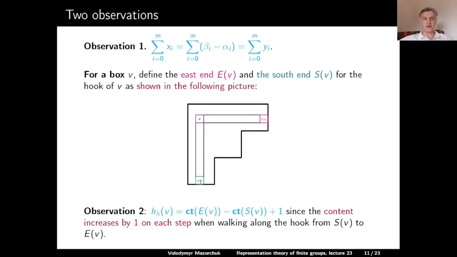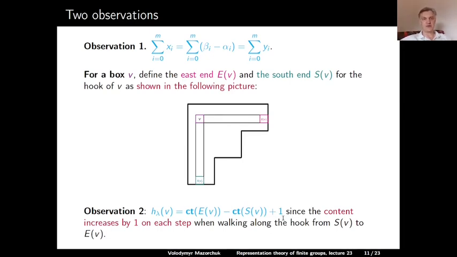And then observation number two: the hook length of V in lambda is equal to the content of the box E(V) minus the content of the box S(V) plus 1. This is true because if we walk along the hook from the box S(V) to the box E(V), then on each step the content increases by 1, directly from the definition of the content. And therefore, the number of steps we do is exactly the length of the hook minus 1. So we have to add plus 1 to this expression to get the length of the whole hook.